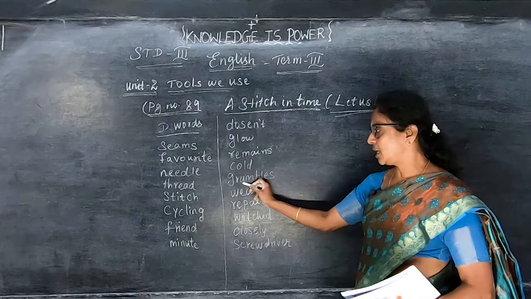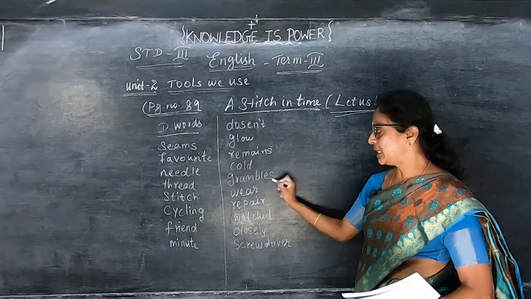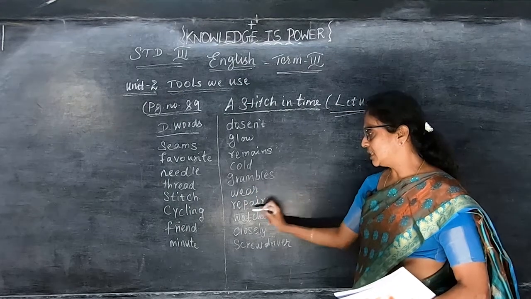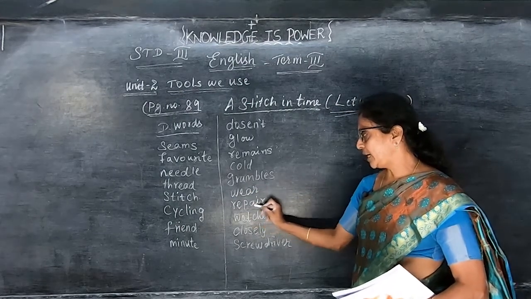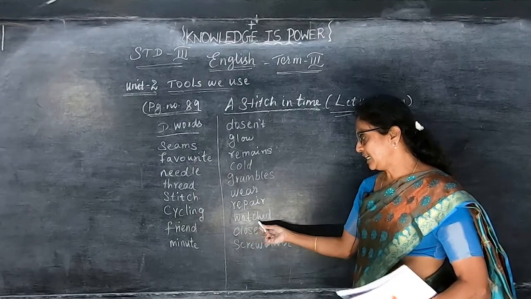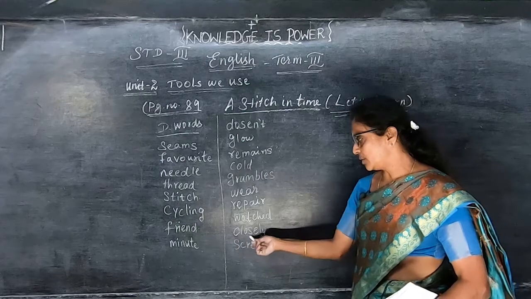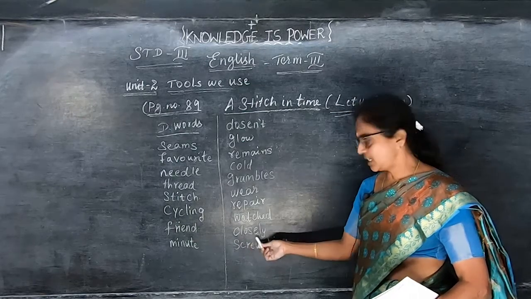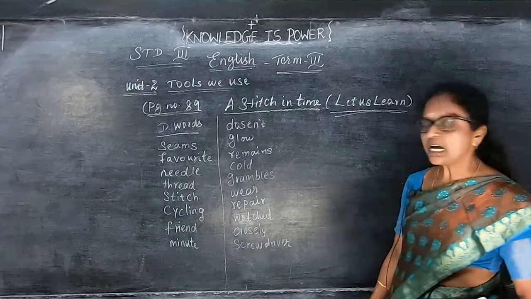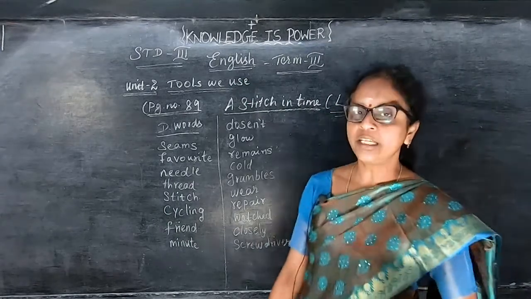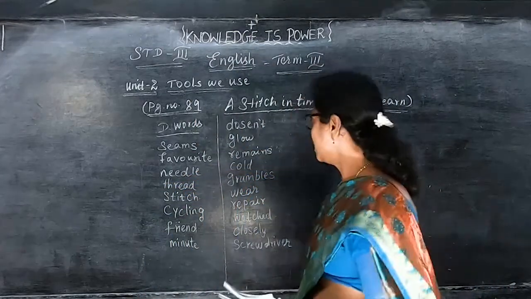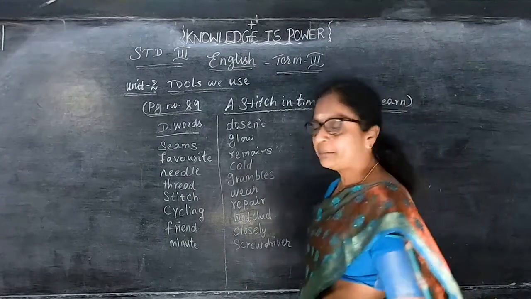Grumbles, G-R-U-M, B-L-E-S, grumbles. Wear, W-E-A-R. Repair, R-E-P-A-I-R. Watched, W-A-T-C-H-E-D. Closely, C-L-O-S-E-L-Y. Screwdriver, S-C-R-E-W, screw, D-R-I-V-E-R, screwdriver. Okay, children, these are the words from page number 89.